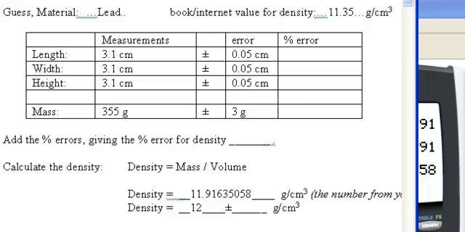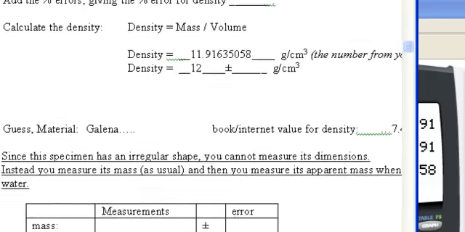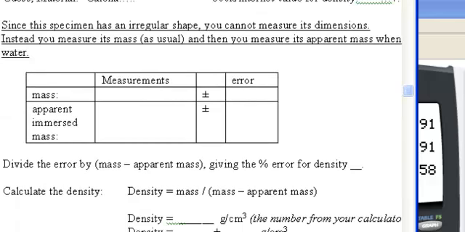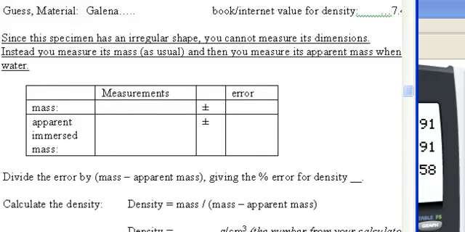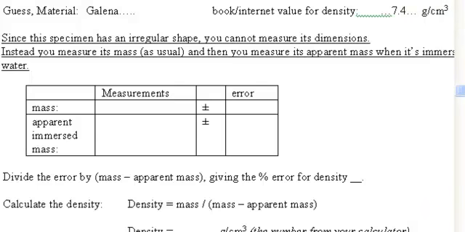Okay, let's do the next example. I used an irregular shaped specimen, and it's galena, which is lead ore, lead sulfide, for which I looked up the density as 7.4 grams per cubic centimeter. But here are my measurements.